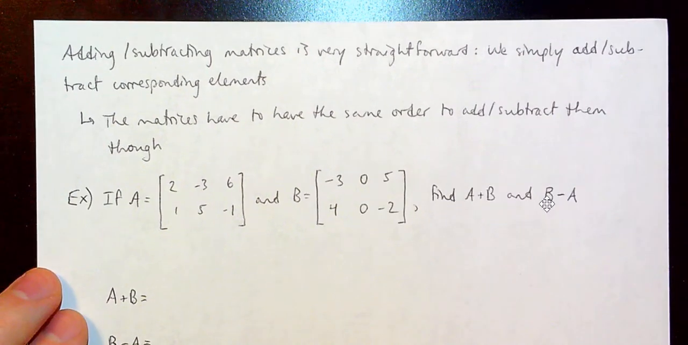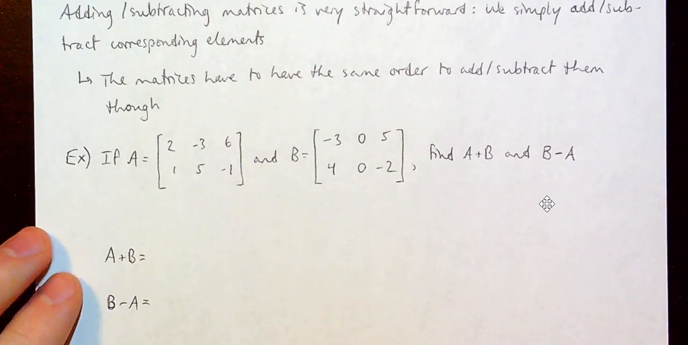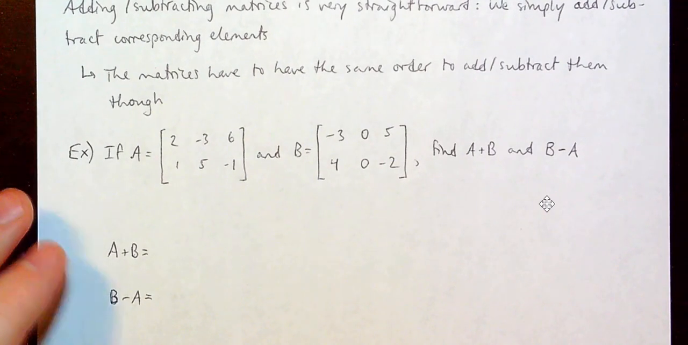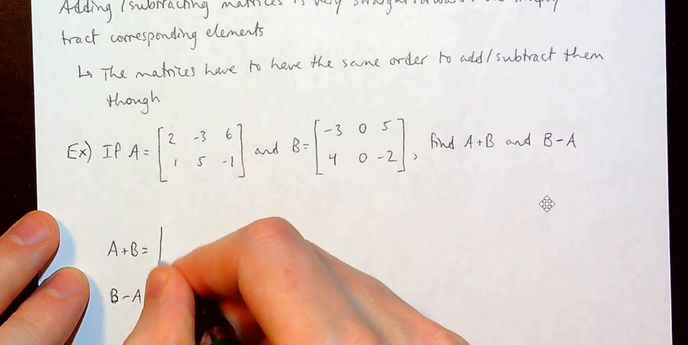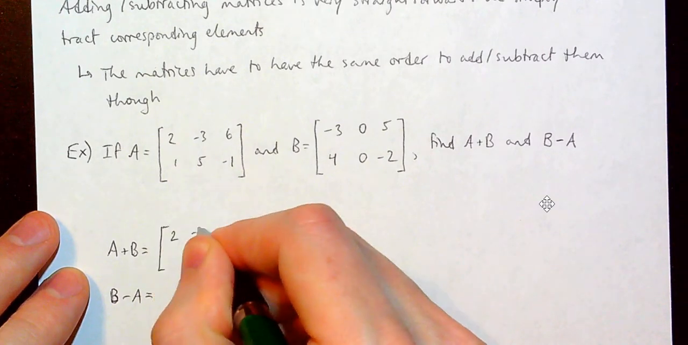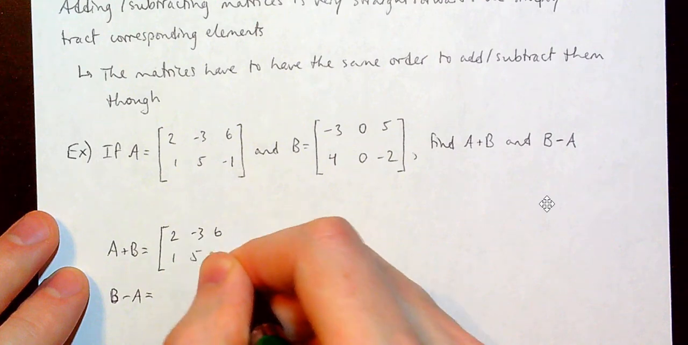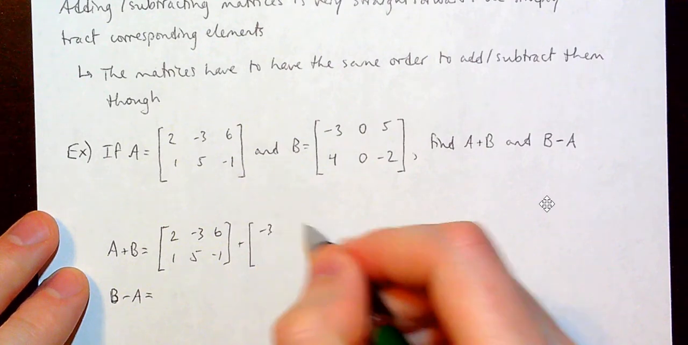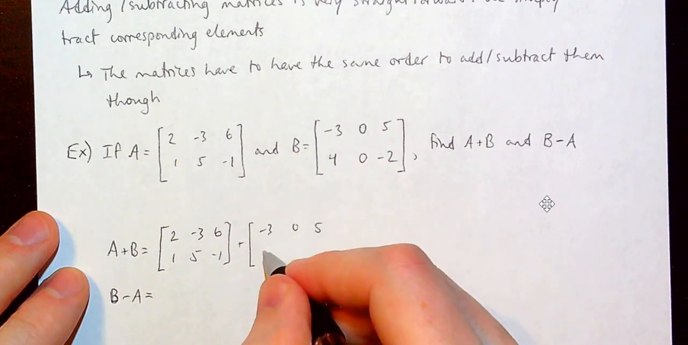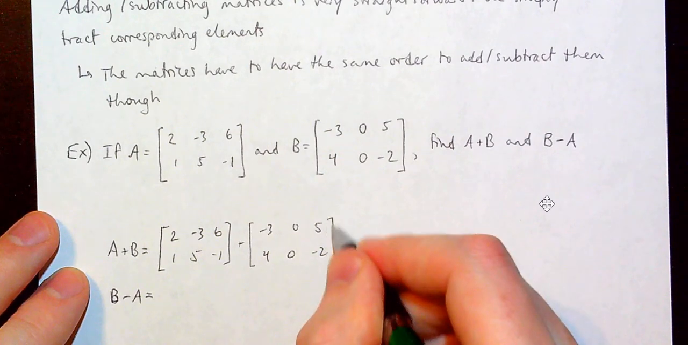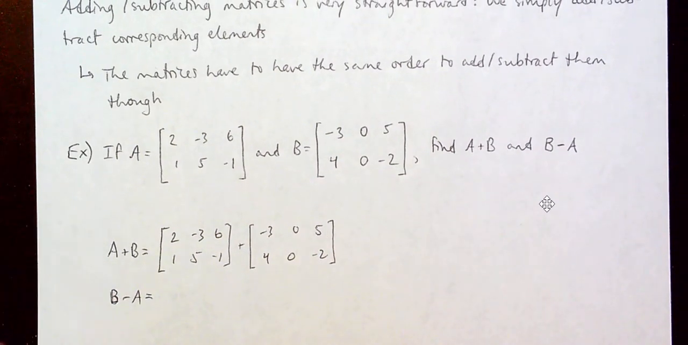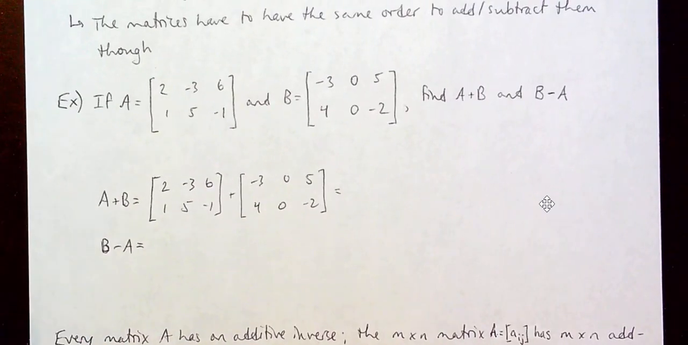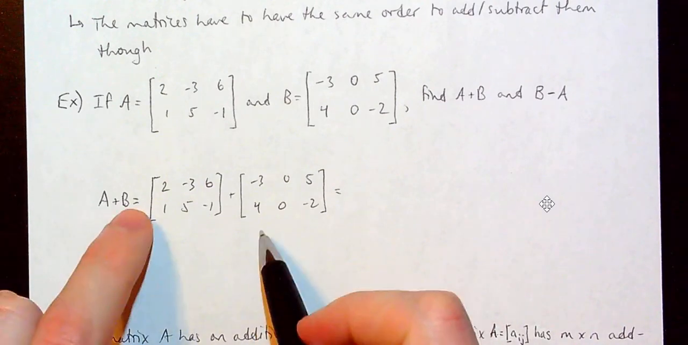So here I've given you two matrices, A and B. Let's figure out what A plus B and what B minus A are going to be. So first of all, A plus B: 2, -3, 6, 1, 5, -1, and -3, 0, 5, 4, 0, and -2. So I'm adding these matrices up, and as I said, I'm just adding or subtracting corresponding elements.